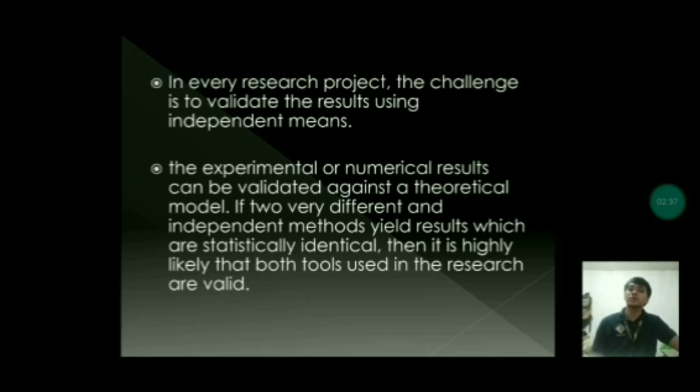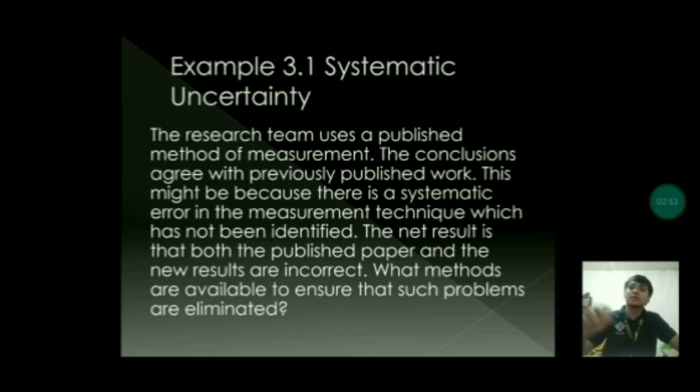tools used in the research are valid, but there's still a probability that both of these are incorrect if they have shared a common error of both methods of analysis. An example of that is the systematic uncertainty. The research team uses a published method of measurement. The conclusions agree with previously published work. This might be because there is a systematic error in the measurement technique which has not been identified. The net result is that both the published paper and the new results are incorrect.